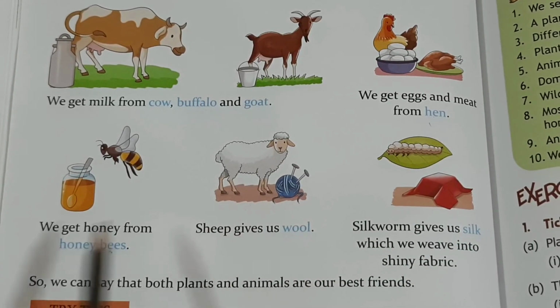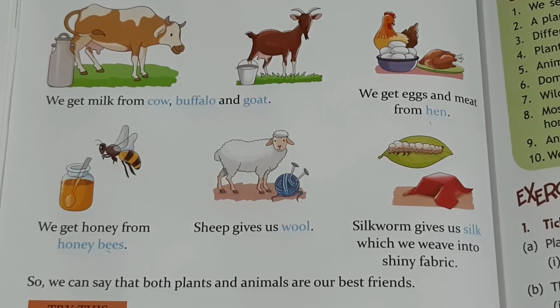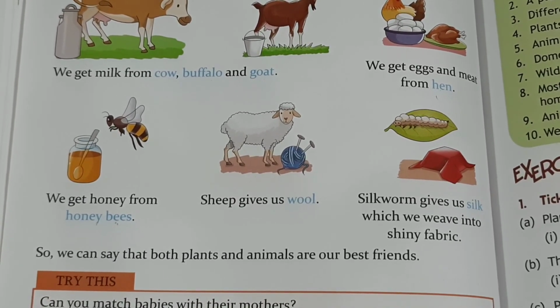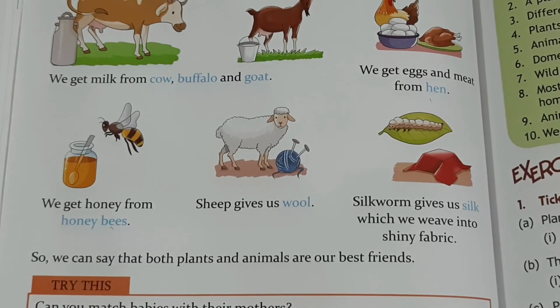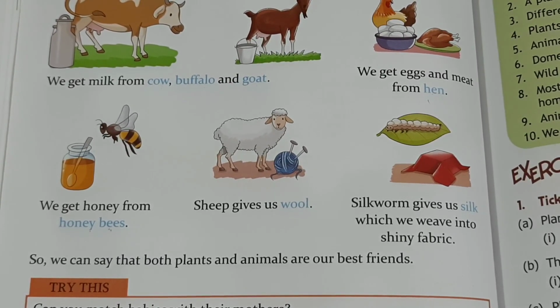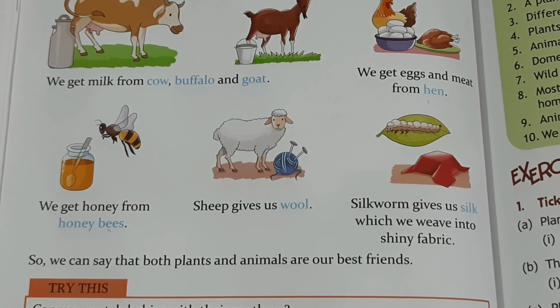Okay? So, we can say that both plants and animals are our best friends. Yes, you can say this, that both plants and animals are our best friends. We get so many things from them, so many useful things from them. Yes, children, so what we should do? We should protect them. We should take care of them. We should not harm them.